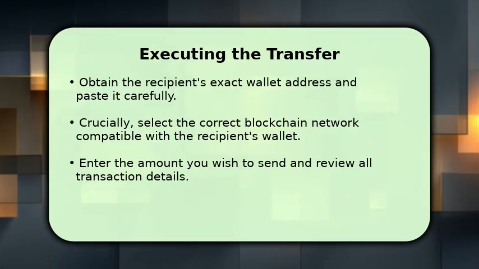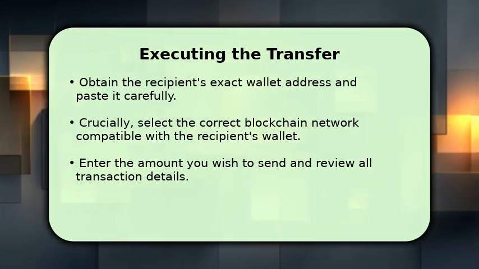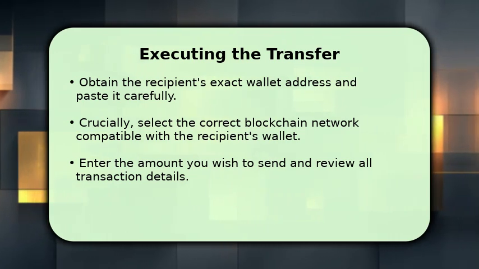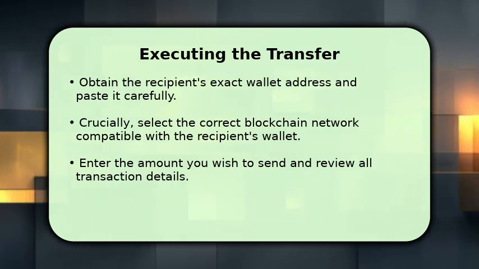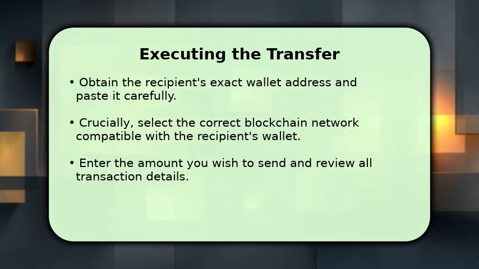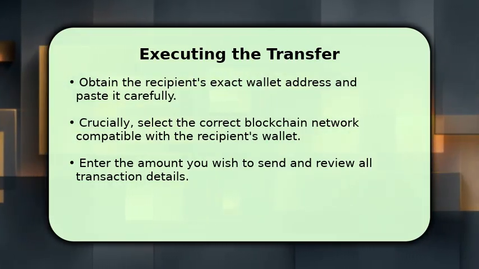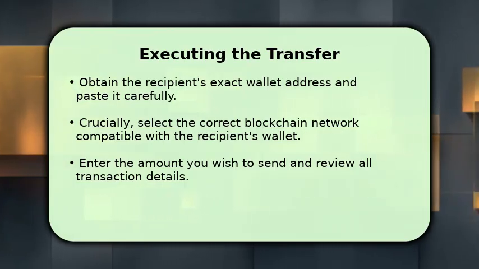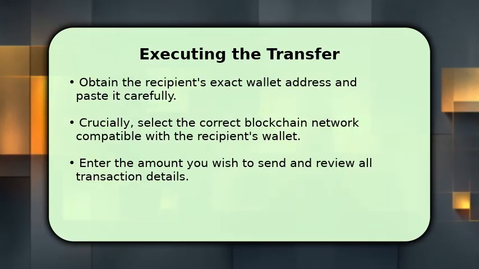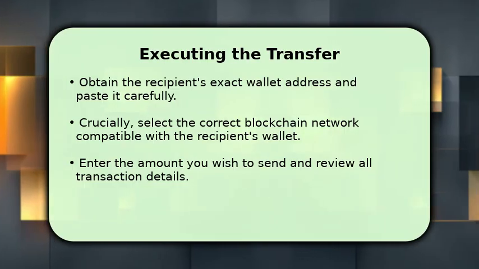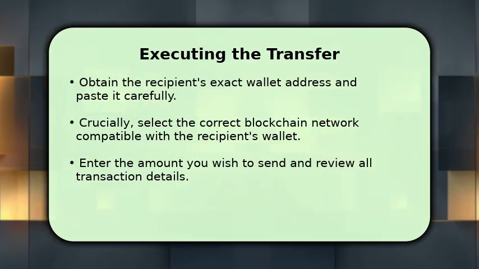Now, let's execute the transfer. First, carefully paste the recipient's wallet address into the designated field. This address is unique to their wallet. Next, and this is critical, select the correct blockchain network. For example, if sending USDT, choose between networks like TRC20 or ERC20, ensuring it matches the recipient's network to avoid losing funds. Finally, enter the amount you wish to send and review all details, including any associated fees.